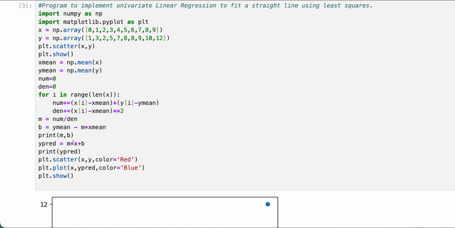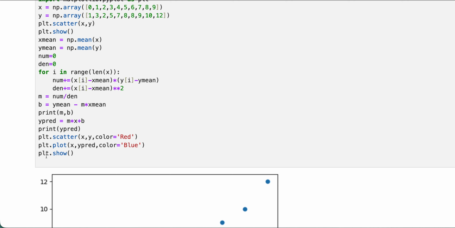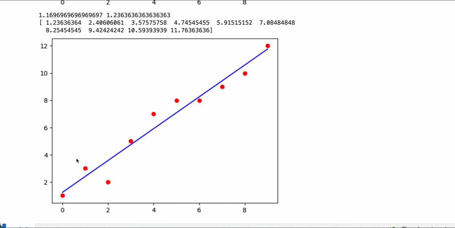Then afterwards, you're going to get a y value. The y predicted value is being computed here. Finally, you're going to plot the scatter plot again with red dots, and you're going to draw the line in the graph like this using x comma y predicted, with the color given as blue. And finally you have to show this. So the final image will be like this. This is your univariate linear regression. I hope you understood. Thank you.